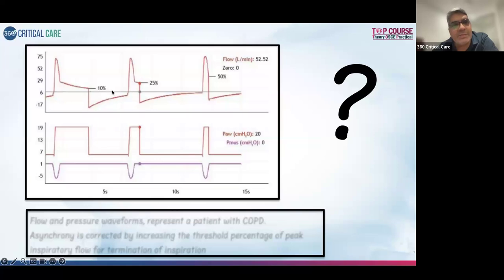So you can see this was the expiratory time here. When we increase the cycling from 10 to 25% on this one, you get more expiratory time and the flow coming to the baseline. If we further increase to 50%, you don't lose that much time either. So the patient needs a reduction in his inspiratory time, thereby increasing the expiratory time and allowing him to breathe out, and there will be no breath stacking and no auto PEEP.